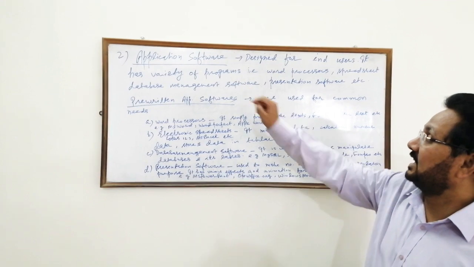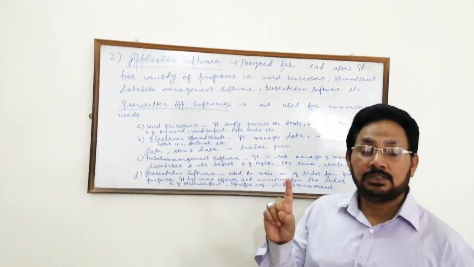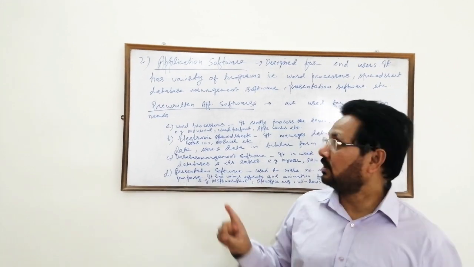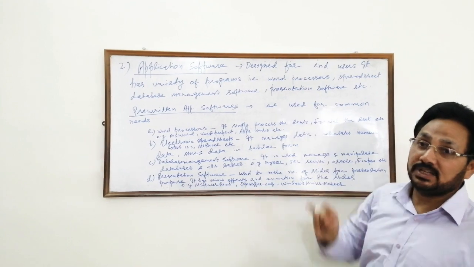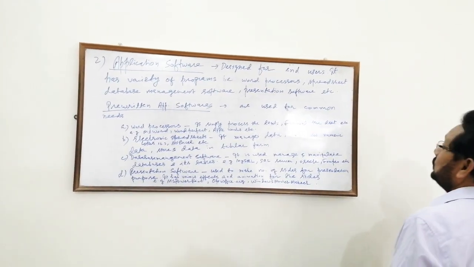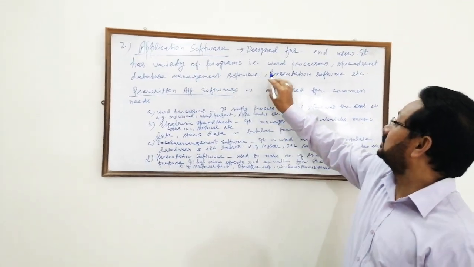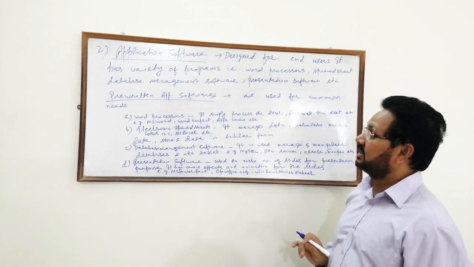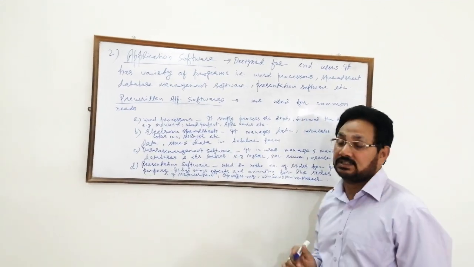Now we'll come to the second part of the software. The first one was system software. Now the second part is application software. Now, what is application software? Designed for end users. It has a variety of programs, that is word processor, spreadsheet, database management software, presentation software, etc.